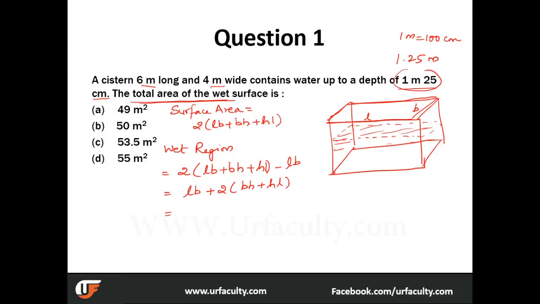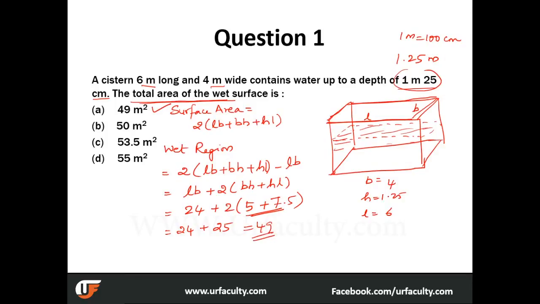Length is equal to 6 and breadth is equal to 4. So 24, 6 4s are 24. Plus 2 into (BH plus HL). We know B is equal to 4, H is equal to 1.25 and length is equal to 6. So 4 into 1.25 is 5, plus HL, 1.25 into 6 is 7.5. 5 plus 7.5 gives 12.5. So we have 24 plus 12.5 into 2, which is 25. So your answer is 49 meter square, because it is area.